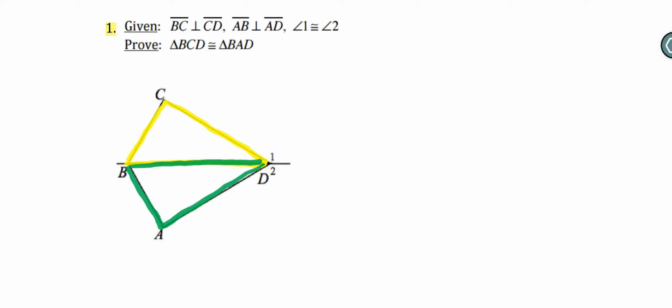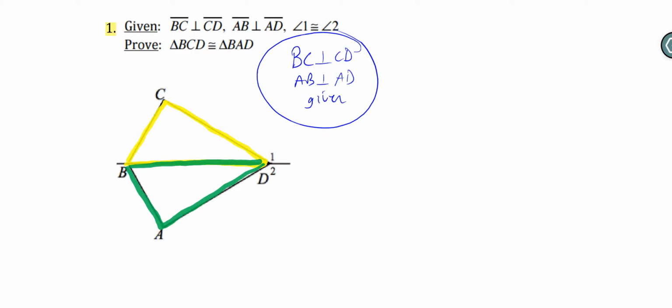So the first 2 givens kind of are together, so I'm going to put them in one big circle. So I'm going to say BD is perpendicular to CD, I'm going to say AB is perpendicular to AD. That's all given. Remember, whenever you're given something that's perpendicular, it's always going to be 2 steps. So the first step is, where does BC and CD intersect? Well, they intersect here, that's a 90-degree angle. And where does AB and AD intersect? Well, they intersect here, that's a 90-degree angle.